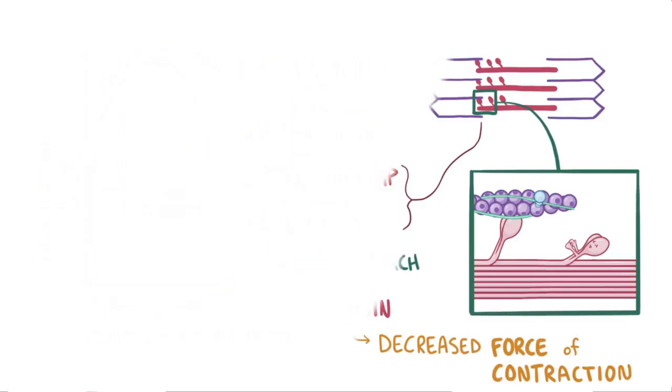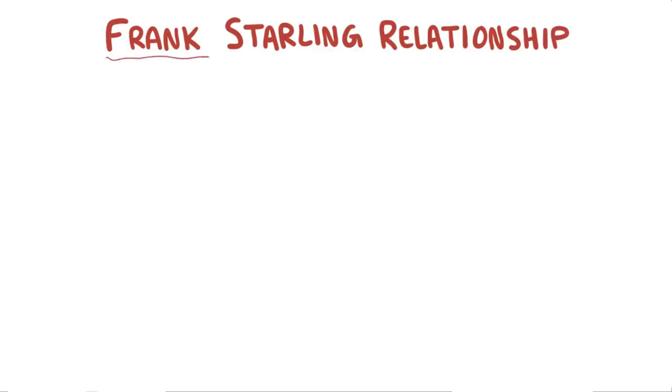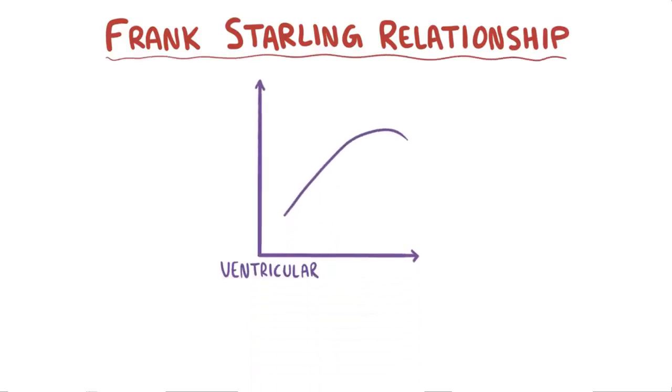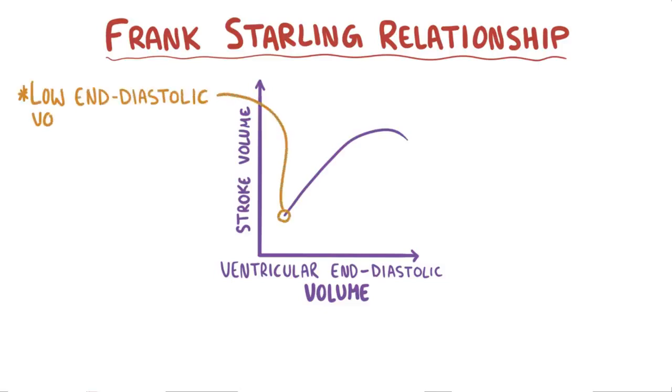Now that we've seen the relationship between length of the sarcomeres and tension during contraction and systole, let's look at the Frank-Starling relationship. This can also be plotted onto a similar graph, with the ventricular end diastolic volume on the x-axis and the stroke volume, which is the volume of blood pumped out by the ventricle with each heartbeat, on the y-axis. So at the start of the curve, near the bottom left-hand corner, we have a low end diastolic volume, meaning very little blood in the ventricle at the end of diastole.